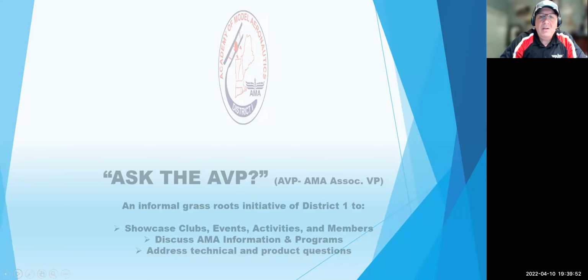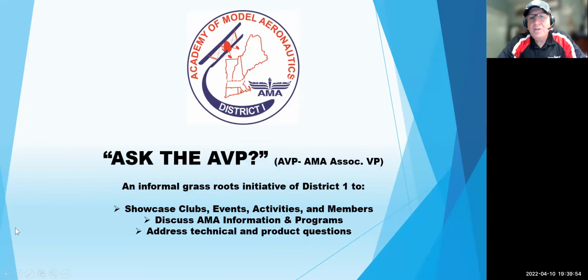Ask the AVP is an informal grassroots initiative started in District 1 by myself, Daren Hudson. I'm one of your District 1 Associate Vice Presidents, and my good friend John Yasamidis, a fellow AVP. We decided it'd be a good idea to have an informal way of informing and educating our members, answering their questions about all sorts of information, showcasing clubs, events, activities, discussing AMA information and programming, and also to address technical and product questions when we have the opportunity to do so.